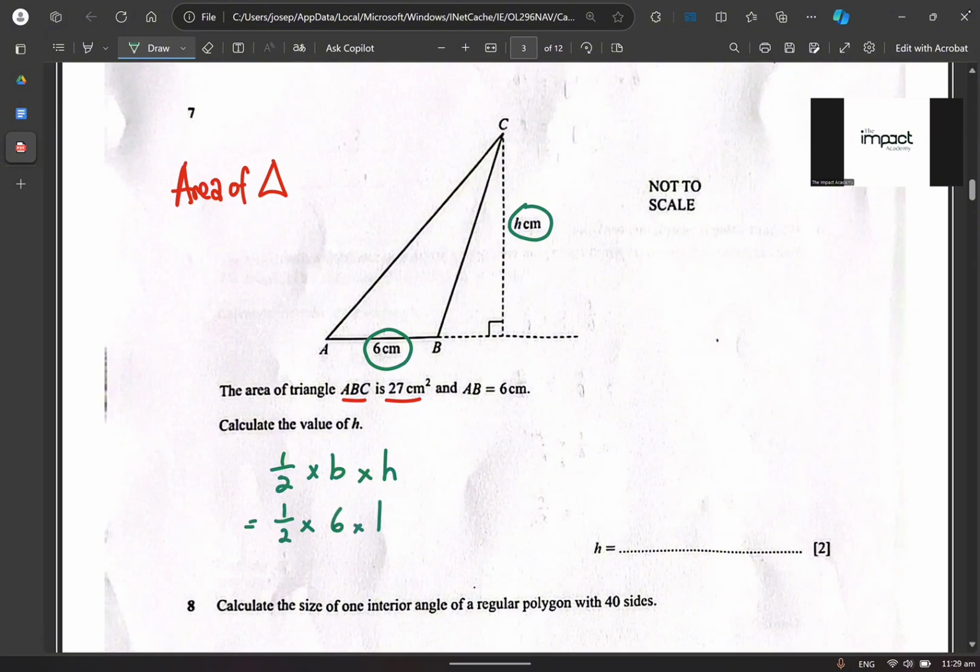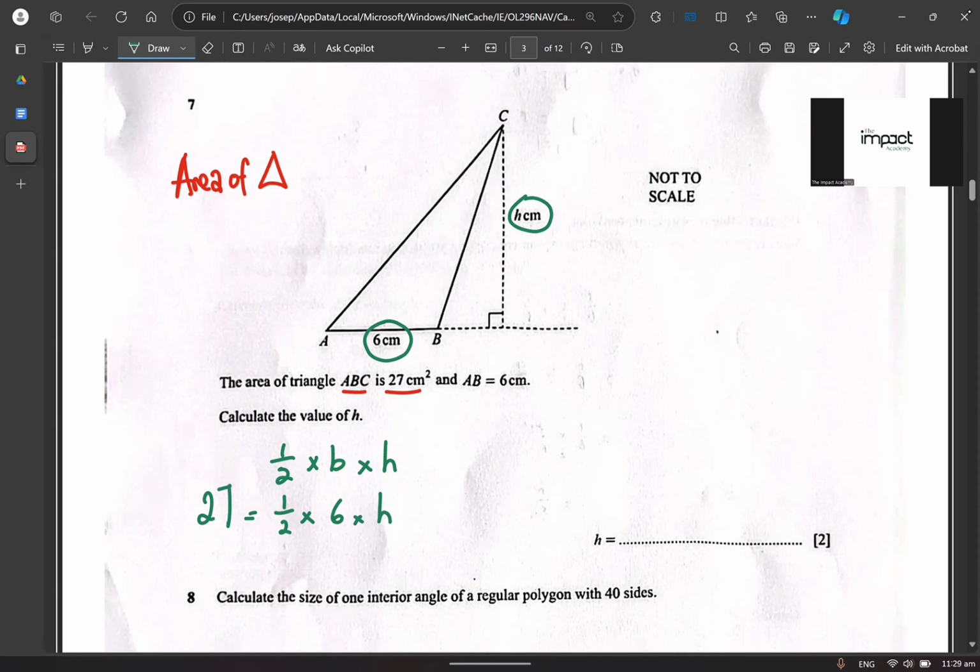What is your height? Your height is h, right? But this actually gives me 27 already. Yeah. Do you understand? So they are actually testing to see whether you know how to work backwards. Am I making sense? Okay, so you get to this, right?